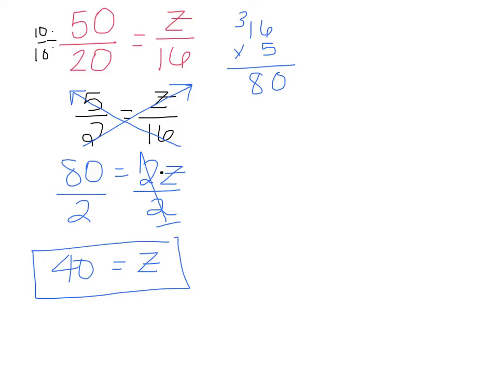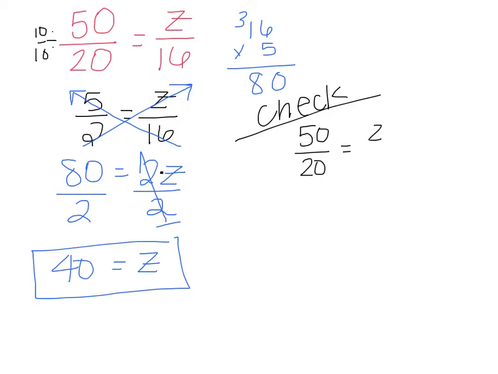But again, I'm going to have to check my answer. And to check my answer, I have to use my original problem, 50 over 20 is equal to z over 16. And now I get to plug in my value of z, so I'm going to leave 50 over 20 is equal to 40 over 16. Now here you can use cross products, it's totally fine. Or you can do some division, you can do some reducing of your fractions. As long as you show me the steps, it's okay.